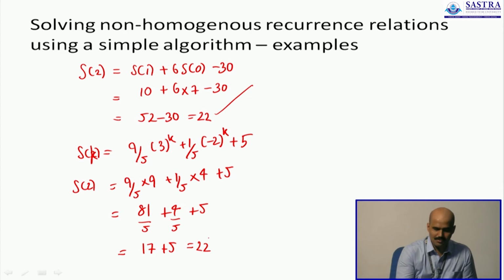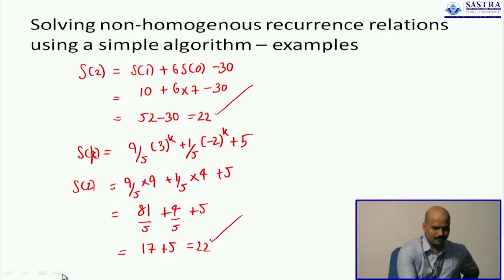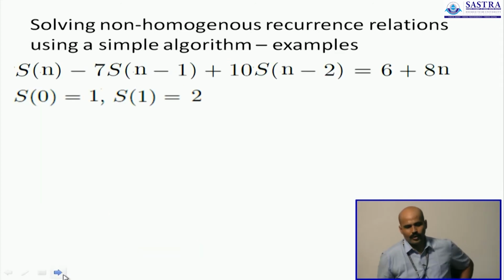So both answers match. The answer we got from the solution and the answer we got from the question do match, and therefore we see that our solution is in fact right. Okay, next up we'll look at the next type.